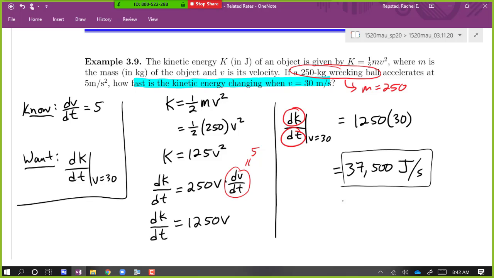Questions on that example? Okay, before we go on to the next one, I'm just going to emphasize again, try to be really aware of what quantities are changing and what quantities are fixed. In this problem, the mass was fixed. The mass of that wrecking ball wasn't changing. That's what allowed us to plug in m equals 250 from the get-go. But the velocity does change over time, and that's why we had to wait until after taking the derivative before we could plug in v equals 30.